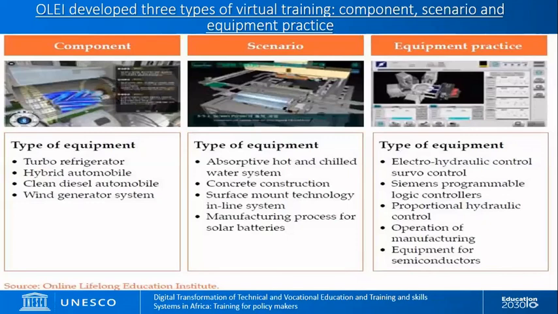So the types of equipment like turbo generators, hybrid automobile, clean diesel automobile, wind generator systems, and then the types of equipment as absorptive hot and chilled water system, concrete construction, surface mount technology, inline system, manufacturing process for solar batteries. And then the type of equipment also include electro hydraulic control, servo control, and the rest of them.